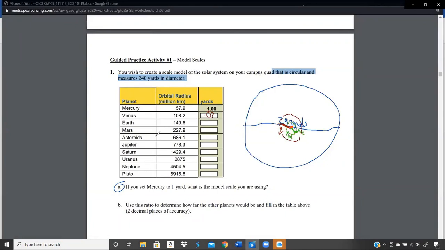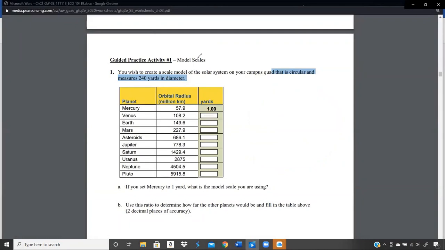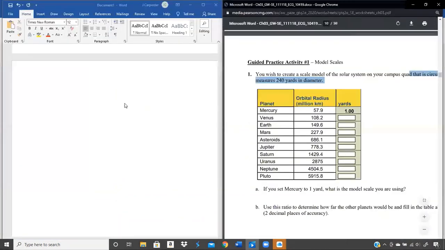Now, before we move on, actually, I just need to clear my screen. Go, we're off of annotate. Okay.